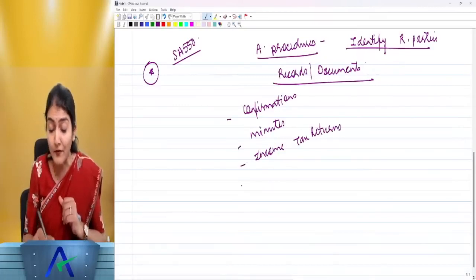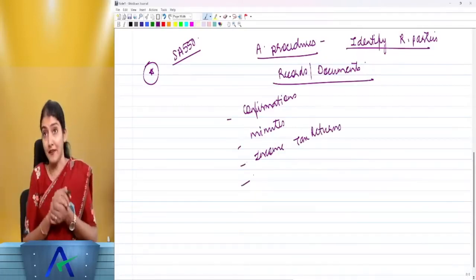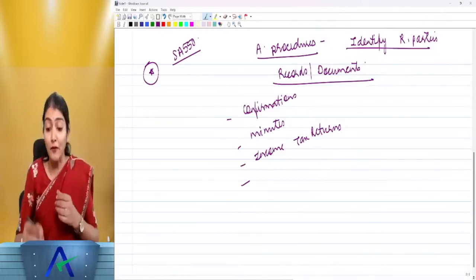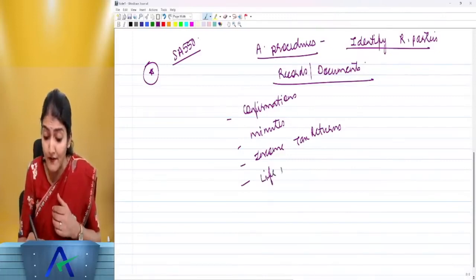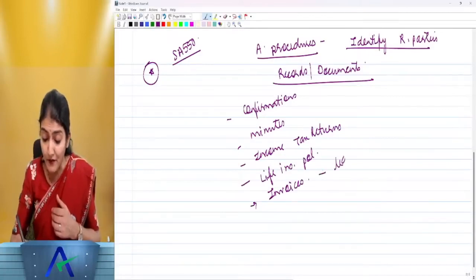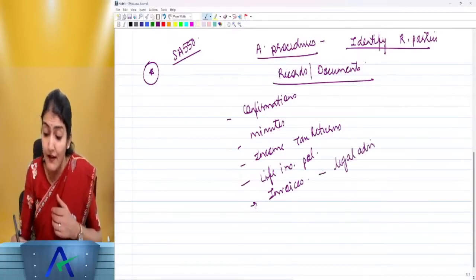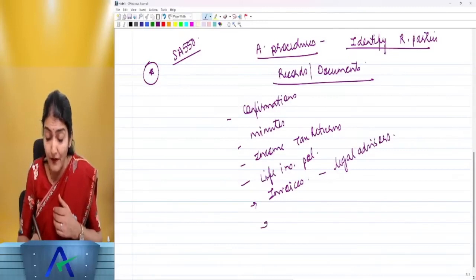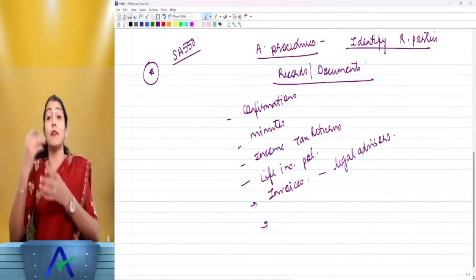So there are specific provisions regarding payments to related parties, right? Yes, then after that you also look into the life insurance policies, because from that you come to know the key managerial personnel. Then you see the invoices, agreements which have been entered into, from the legal advisors of the company, the invoices from the legal advisors of the company. So they've taken advice before entering into a transaction.